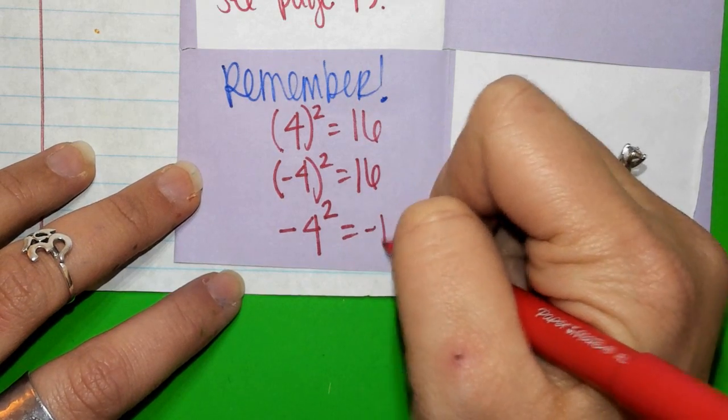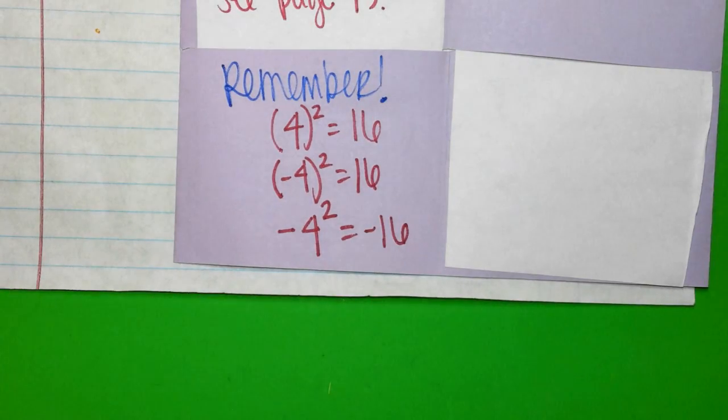You said fraction, but I think you meant negative. Like, you know how we were flipping it? That's only when the exponent's negative. So if the negative is in parentheses, it becomes a positive. If the negative is not in parentheses, it stays a negative.